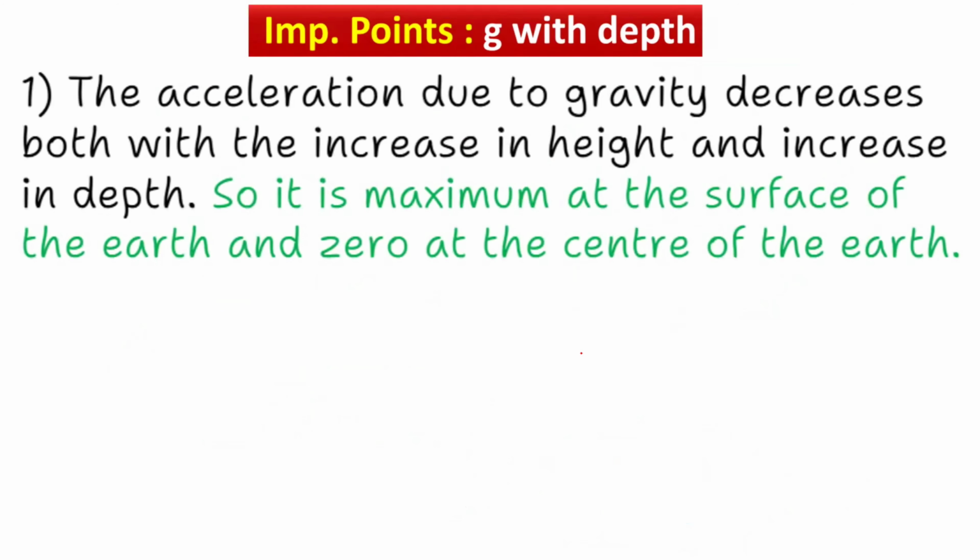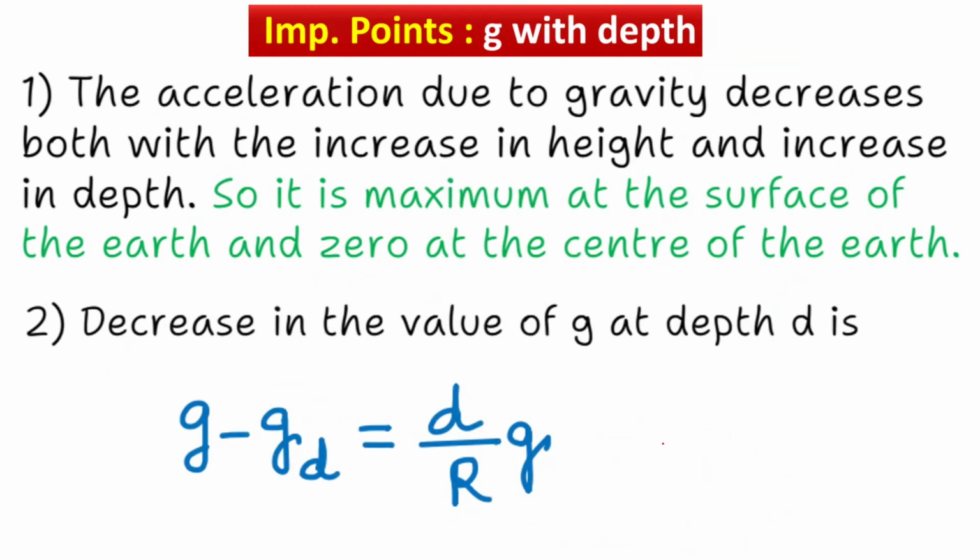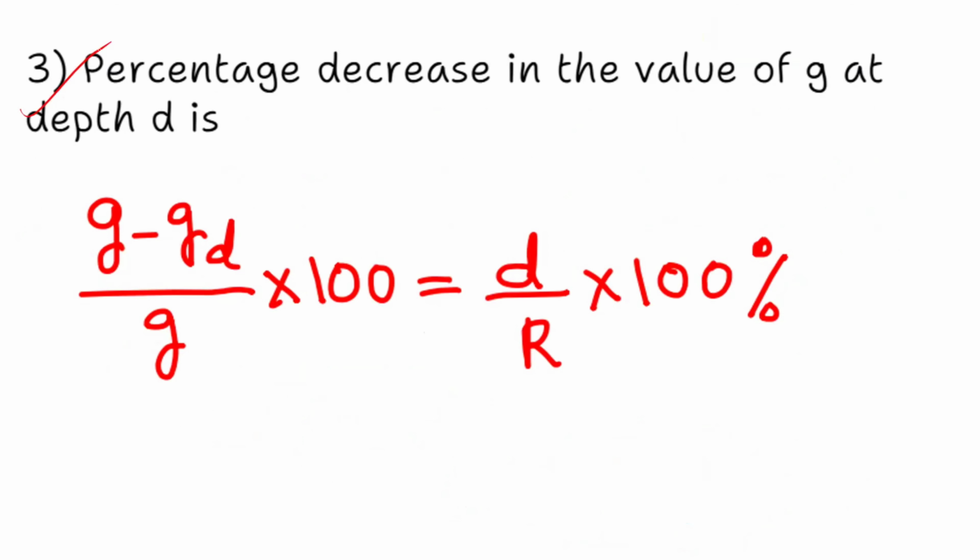Okay, now certain important points regarding g with depth. First point is the acceleration due to gravity decreases both with the increase in height and increase in depth. So it is maximum at the surface of the earth and 0 at the center of the earth. Second important point is decrease in the value of g at depth d is g minus gd is equal to d upon R into g. Okay. Third important point, we have already seen percentage decrease in the value of g at depth d is equal to (g minus gd) upon g into 100, that is d upon R into 100%.